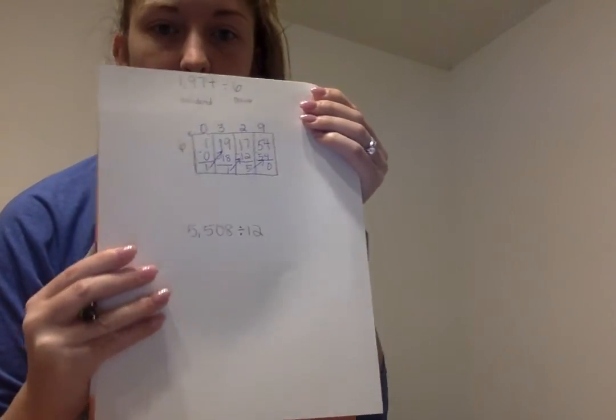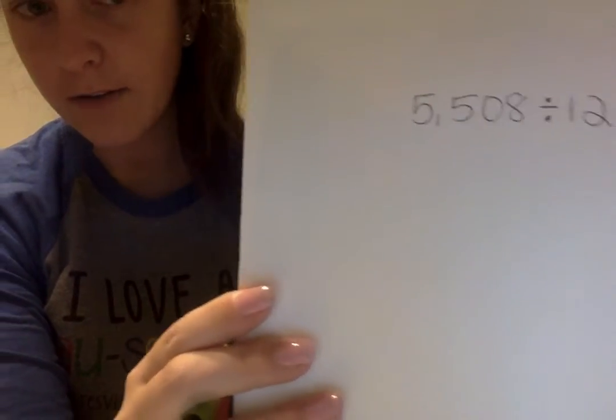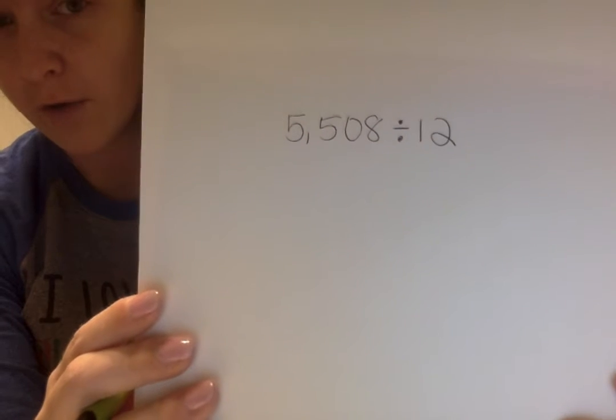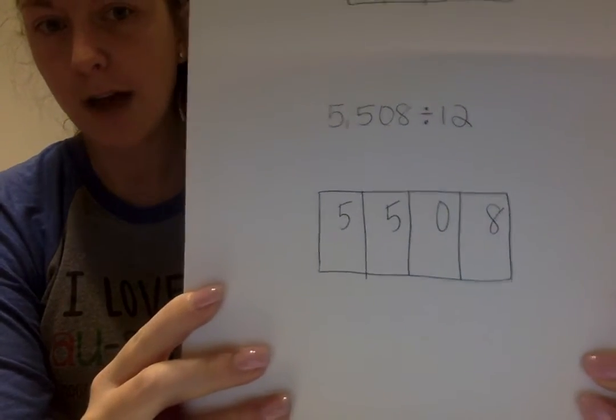Now, if you look at my next problem, it is 5,508 divided by 12. So this is a 4-digit by 2-digit. Again, I'm going to draw my box. I'm going to have a box with 4 places in it, 1 for each of the digits in my 4-digit number, and then the number that's going to go on the outside of my problem. That number is going to be 12.